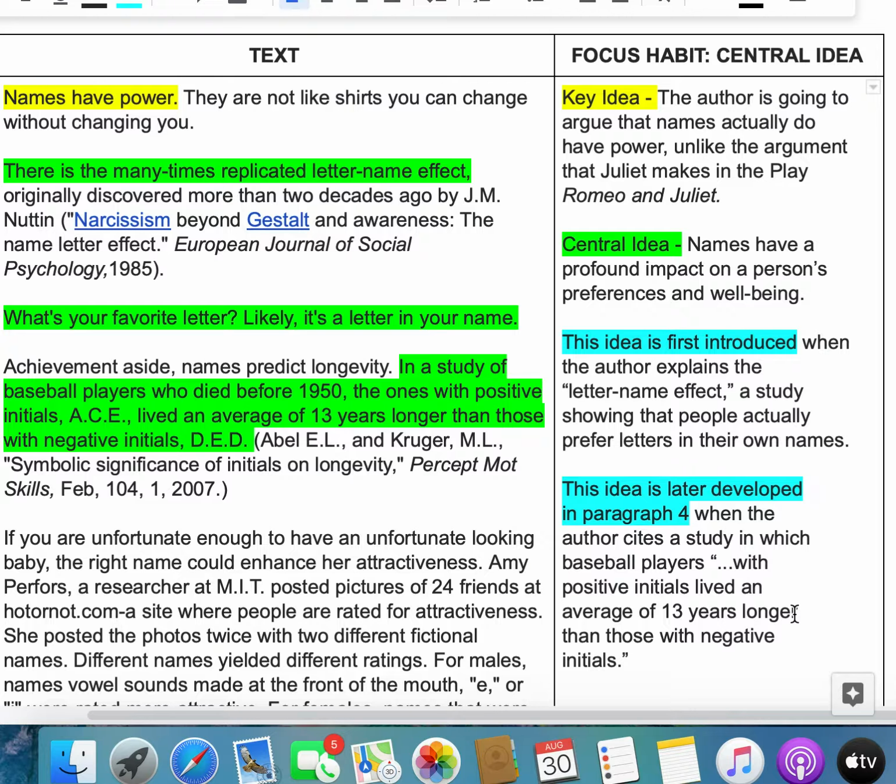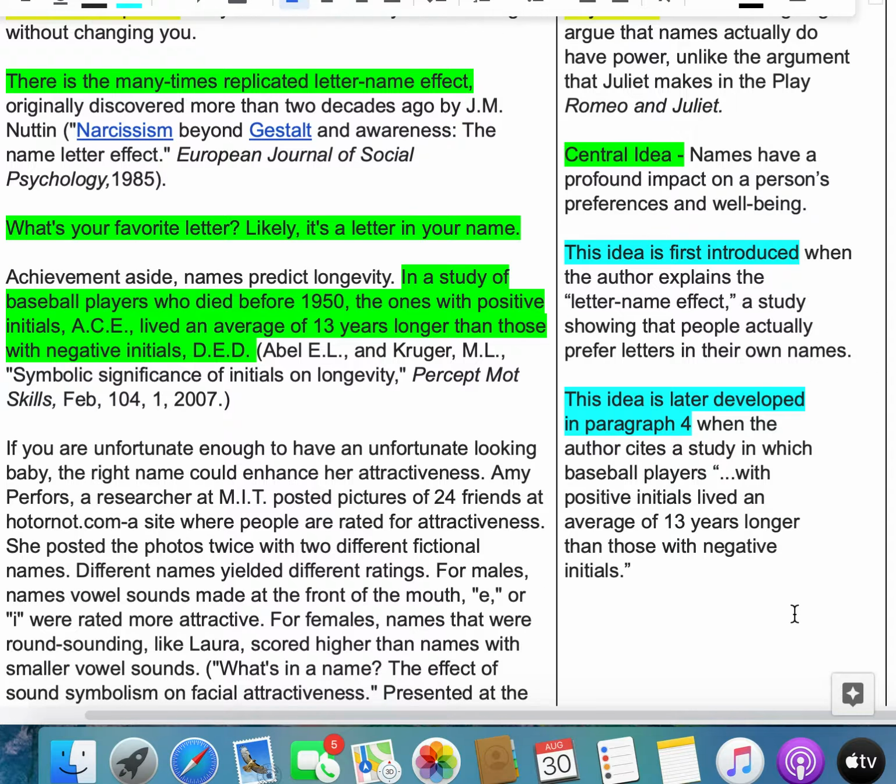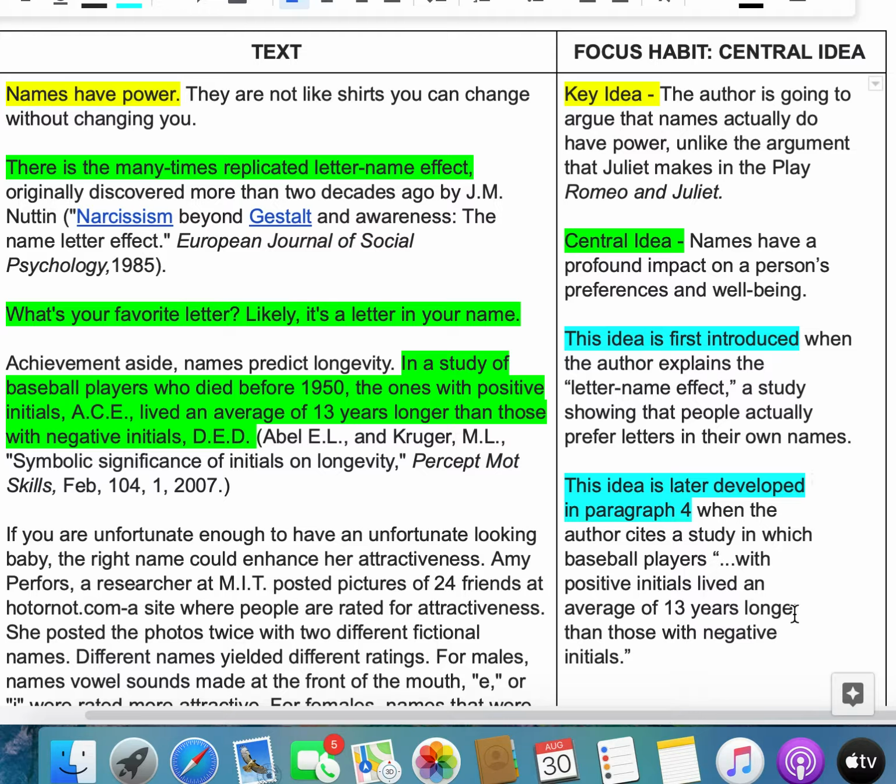All right, so now that you know the steps for figuring out how a central idea is developed over the course of a text, it is your job to go into the text to find another central idea. There are lots of central ideas in this text, so I can't wait to see which ones you find. Good luck!